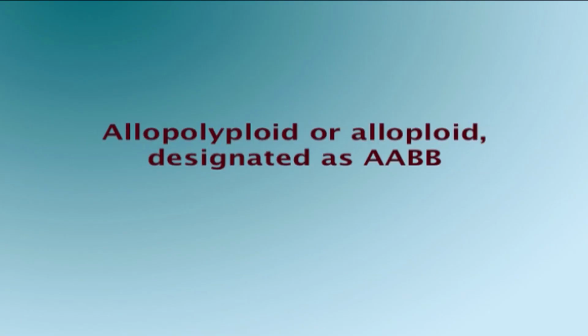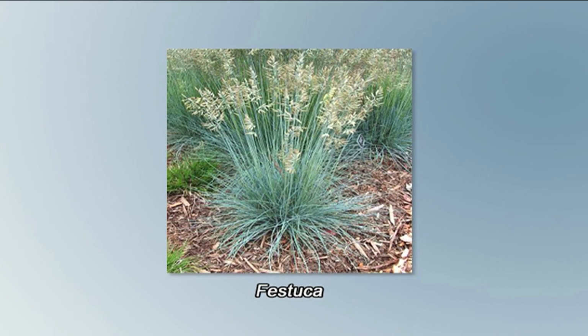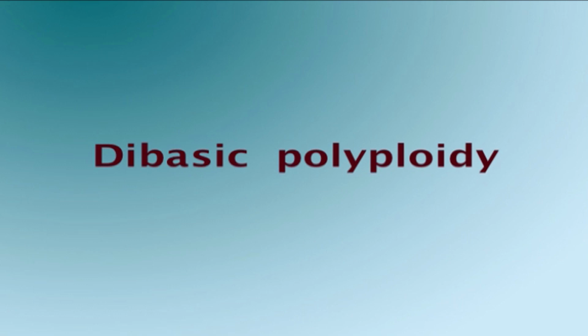But if the diploid plant was a hybrid between two plants with unlike genomes, that is AB, then the derived triploid will be an allopolyploid or alloploid designated as AABB. In the case of allopolyploids, the genomes of the parental diploids may have the same base number, that is monobasic polyploidy, for example in Festuca, or the polyploid may incorporate genomes of different base numbers, that is dibasic polyploidy.